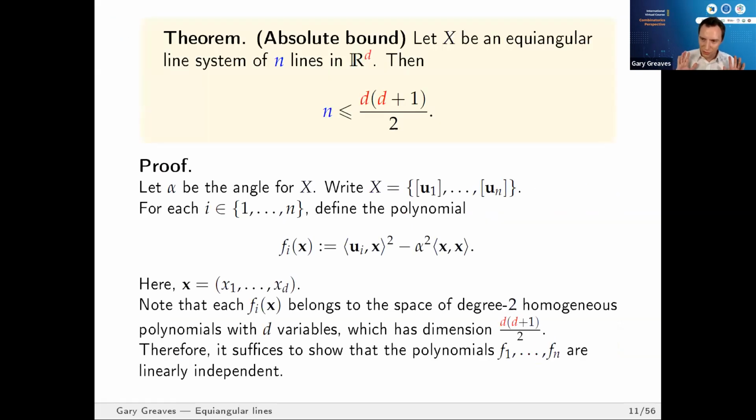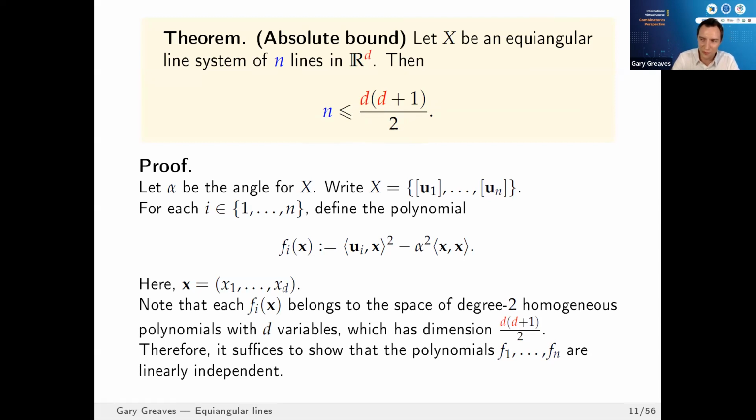Okay, so let's do this general upper bound. I want to show you how we can get a general upper bound, which is occasionally going to coincide with a construction. This is called the absolute bound. It says that if X is some equiangular line system consisting of n lines in R^d, then we get an upper bound for n: n is at most d times (d + 1) divided by 2. This is the first thing I want us to understand, and I want to show you a nice proof of this result.